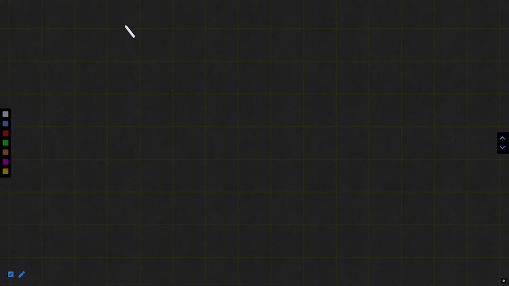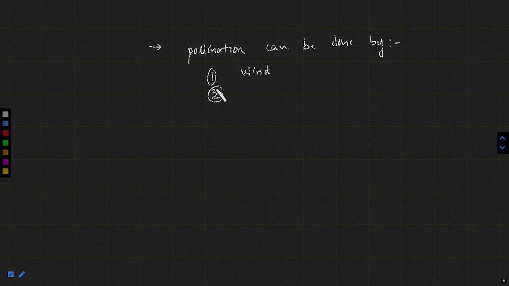So, if the pollination is not happening by water, then what are the other means of the pollination? Pollination can be done first by the abiotic factors and the biotic factors. So, it can be done by wind, okay, and some insects also.